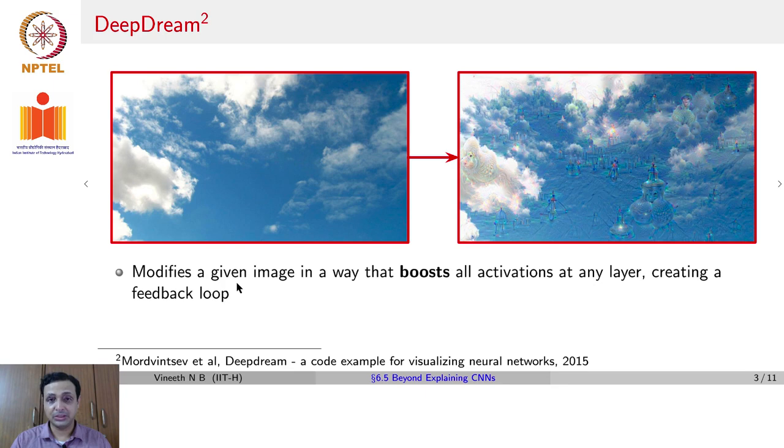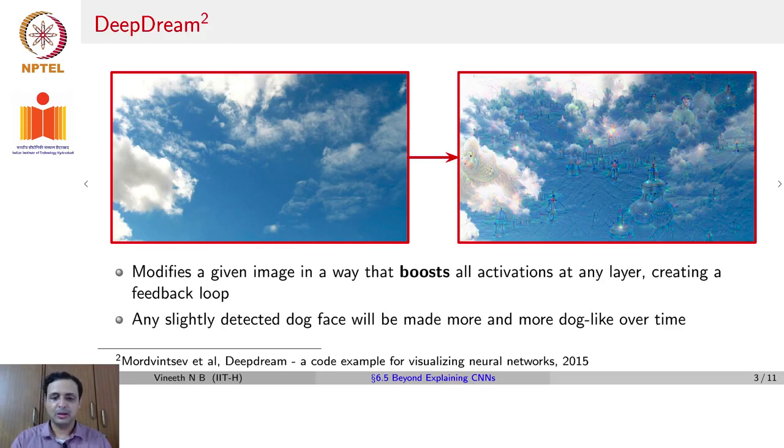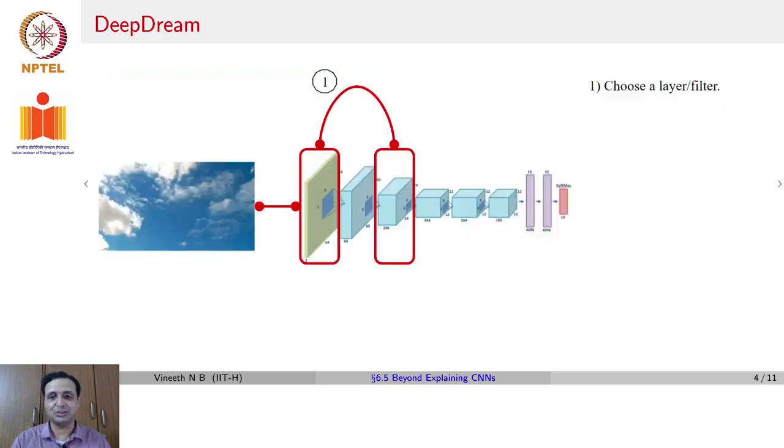It modifies a given image in a way that boosts all activations at any layer, creating a feedback loop, which means if you have a feature or a kernel that detects a dog's face in a particular layer, you backpropagate that onto this given sky image and keep adding the dog's face to this cloud image, and you'll end up getting a pretty interesting artistic image at the end of this process. Let's study this method in more detail. So you have an input image.